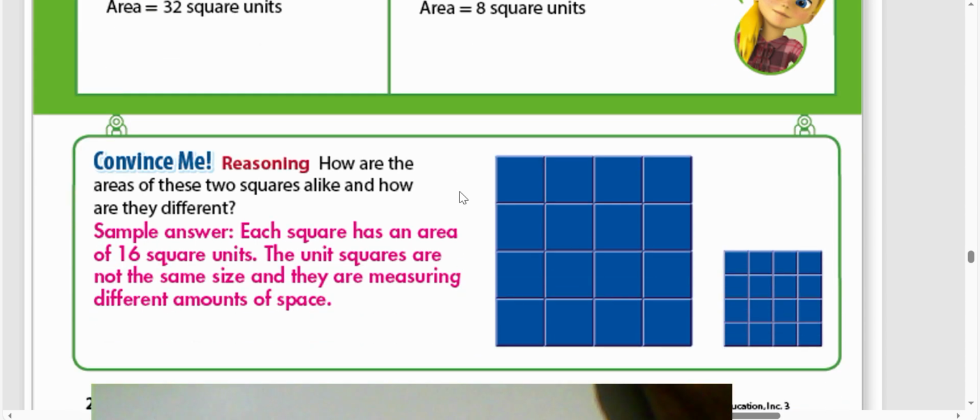Look here. How are the areas of these two squares alike and how are they different? Each square has an area of 16, but in the first square and the second the units were small. Each square has an area of 16 units. The unit squares are not the same size, and they are measuring different amounts of space.